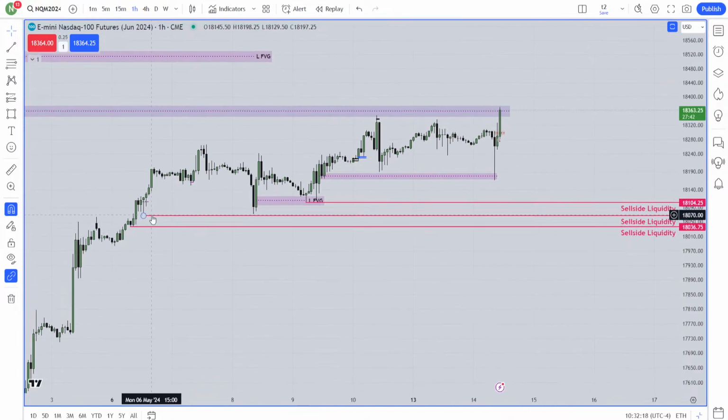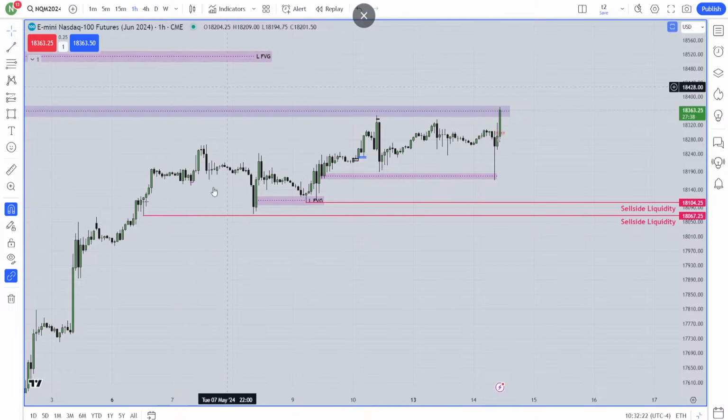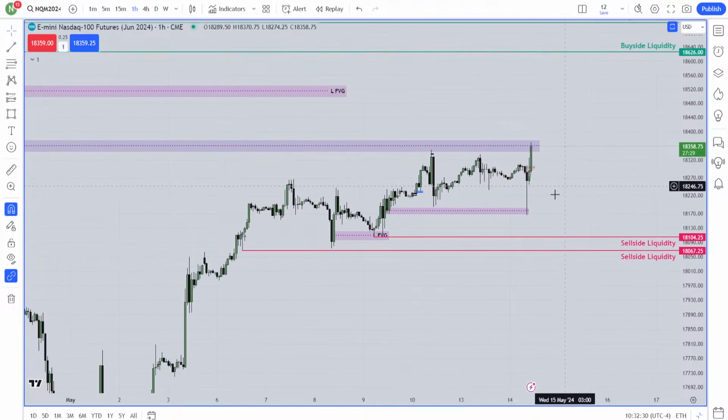Now I have this sell side liquidity here. I'm gonna remove this line from my chart because it's not obvious. This is the clean sell side liquidity, and the sell side liquidity here. So I have these two sell side liquidity on my chart, which should be triggered tomorrow. That's my expectation. That doesn't mean that CPI will take that sell side liquidity. I can be absolutely wrong.